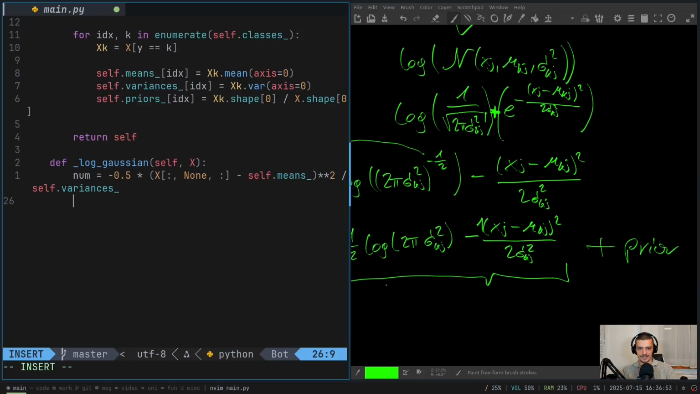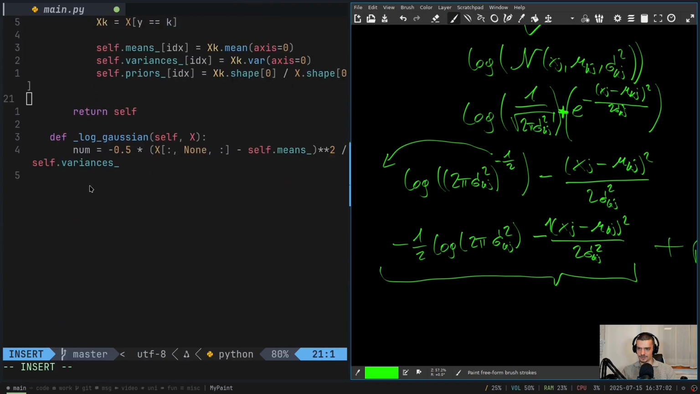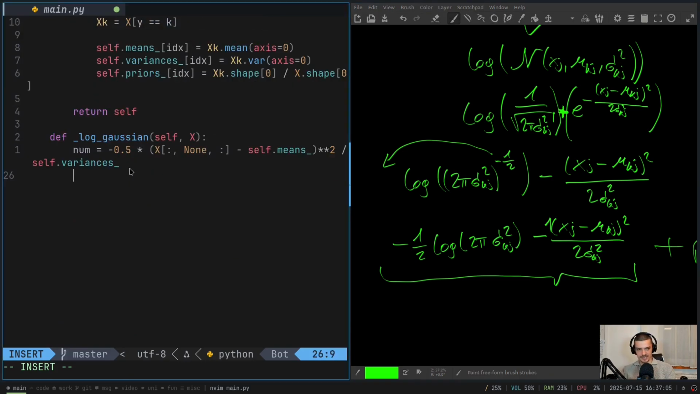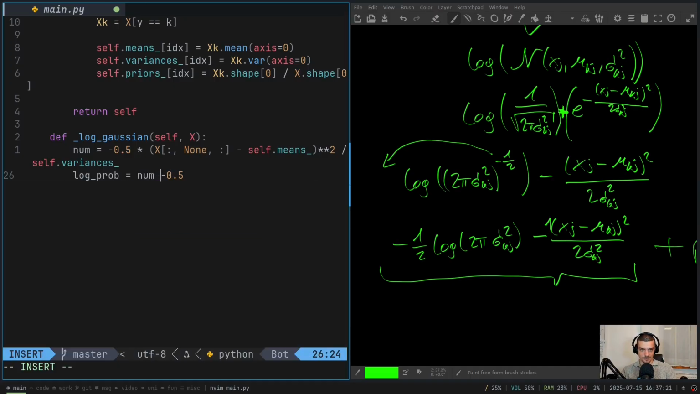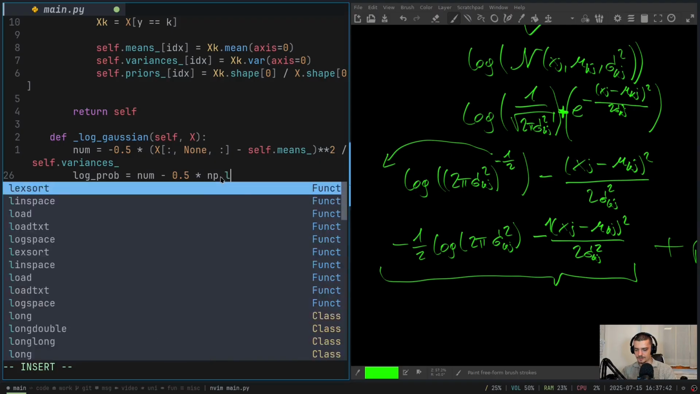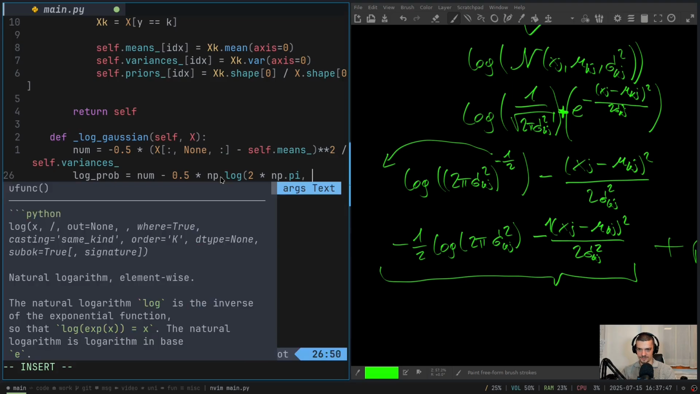And the second part now is this on the left here. This again, negative 0.5 times logarithm. For this, we're going to use NumPy. We don't need math. So I'm going to say here for the log prob, I'm going to say negative 0.5, or actually we should consider num already. So we have one part already. It doesn't matter if I take the right one minus the left one or the left one minus the right one, because they both have a negative sign in front. So I'm going to say num minus 0.5 times np.log of 2 times np.pi. I hope this exists. I think so.